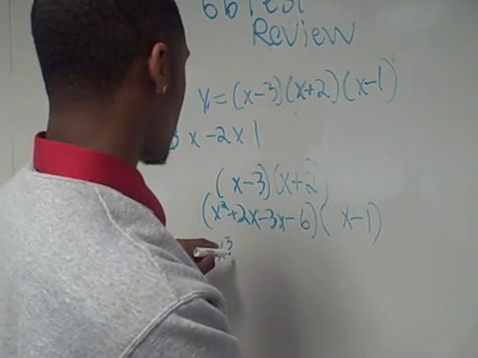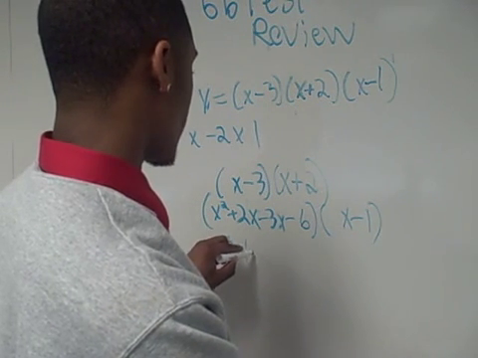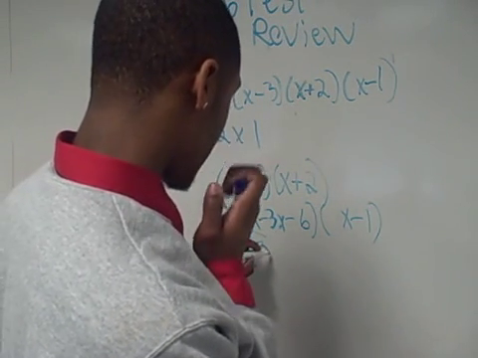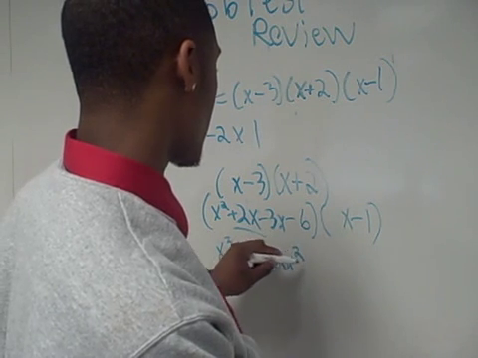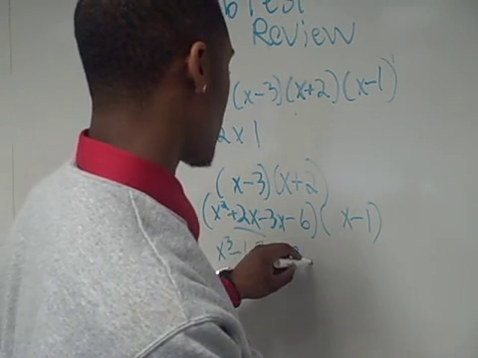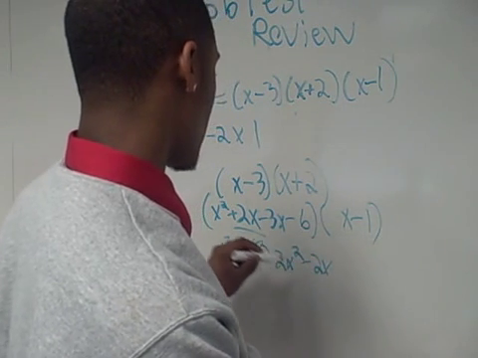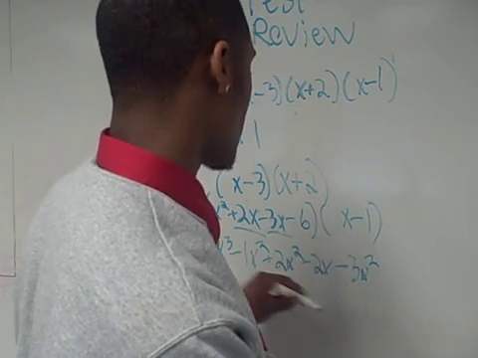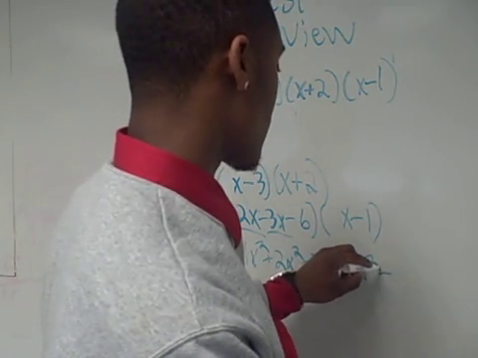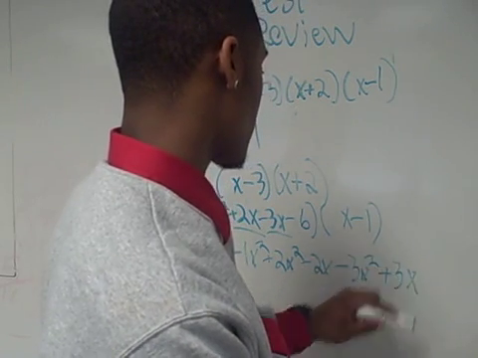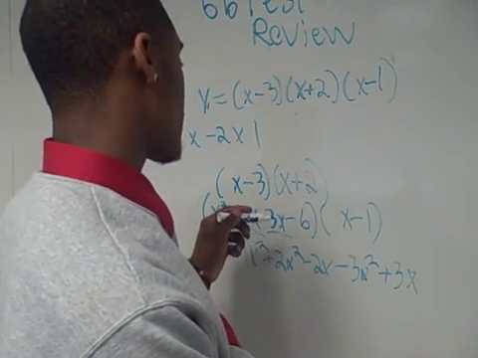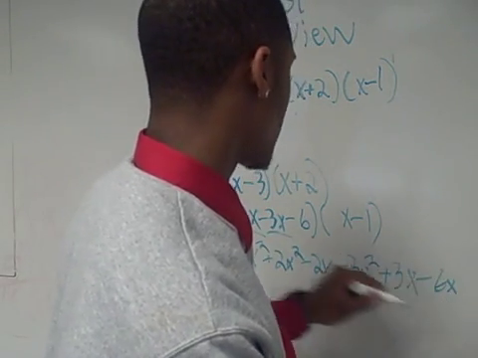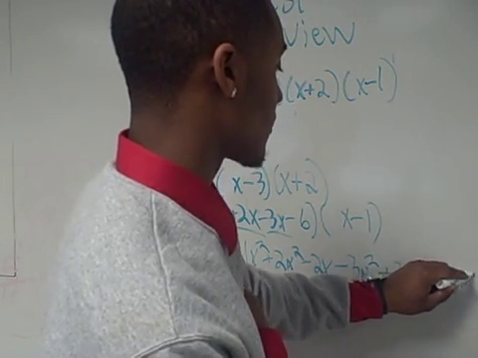We're going to have x squared times negative 1, and that's going to be negative 1x squared. So then we're going to have 2x times x, and that's going to include plus 2x squared. 2x times negative 1 is going to be negative 2x. Alright, so we're going to have negative 3x times x, and that's going to be negative 3x squared. We have negative 3x times negative 1, and that's going to be plus 3x right there. And then we're going to have negative 6 times x, that's going to be negative 6x. Negative 6 times negative 1 is a positive 6.